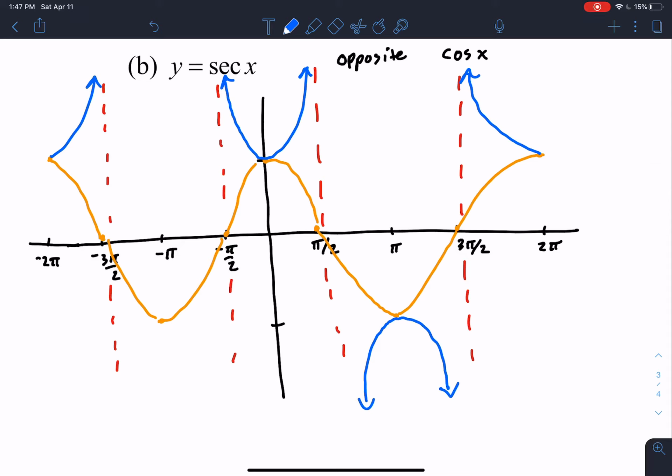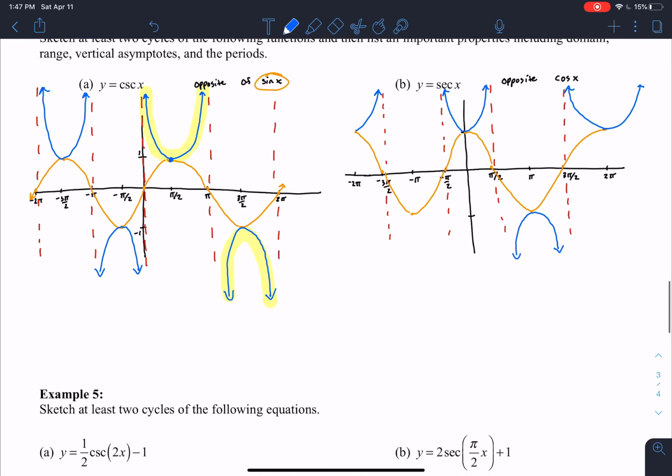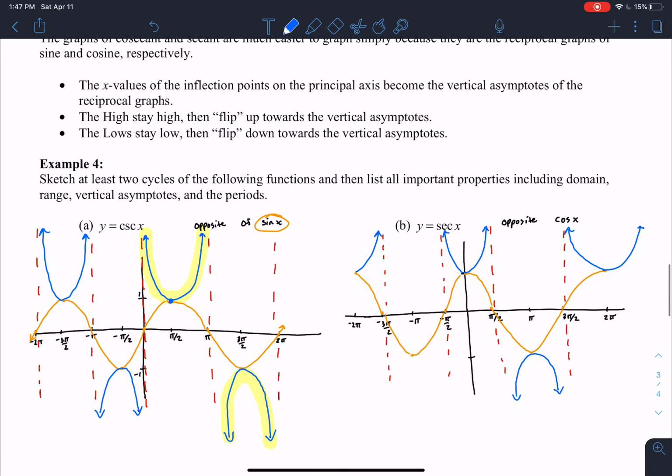Now, obviously I would keep going with this, I just don't have the points labeled. But that's how you do secant. So they're pretty easy. As long as you know what cosine and sine look like, it's pretty easy from there.